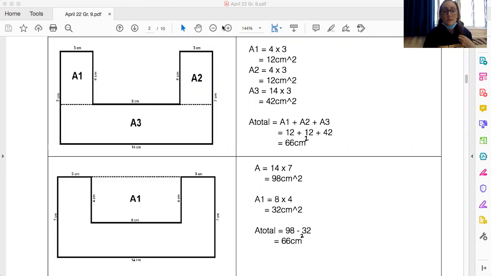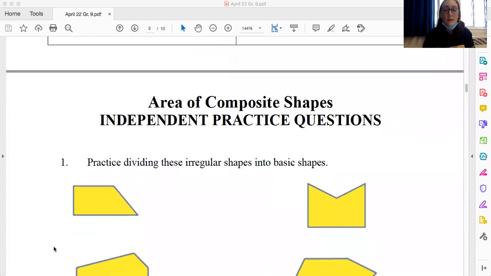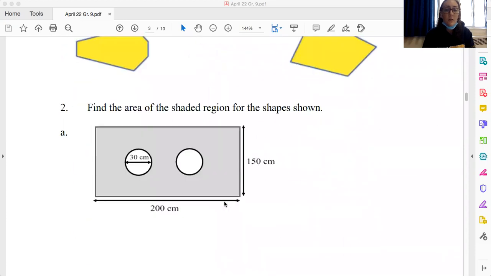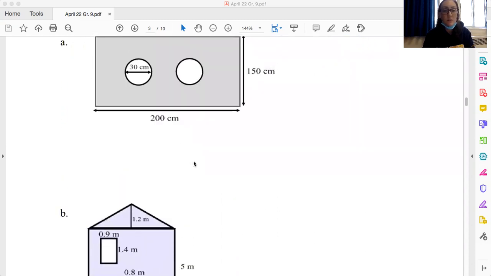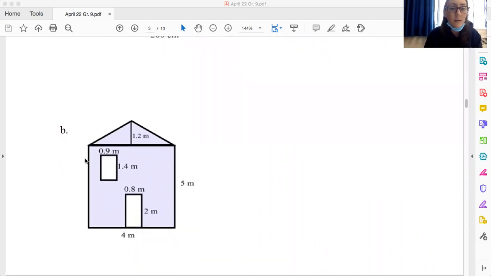So I'm going to erase that and we're going to go on to the perimeter just real quick and you guys can work on your work. Okay, so this is the area of composite shape. So divide these into shapes. Find the shapes. So maybe find the area of the rectangle and then subtract your circles. So again, you're going to need your formula sheet if you don't know how to find the area of a circle. Same thing here.